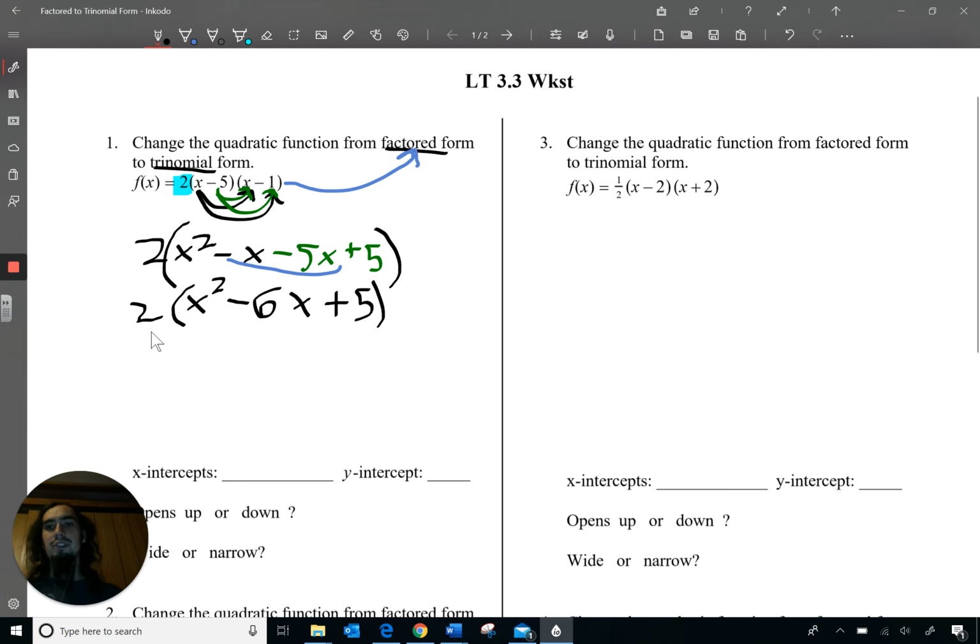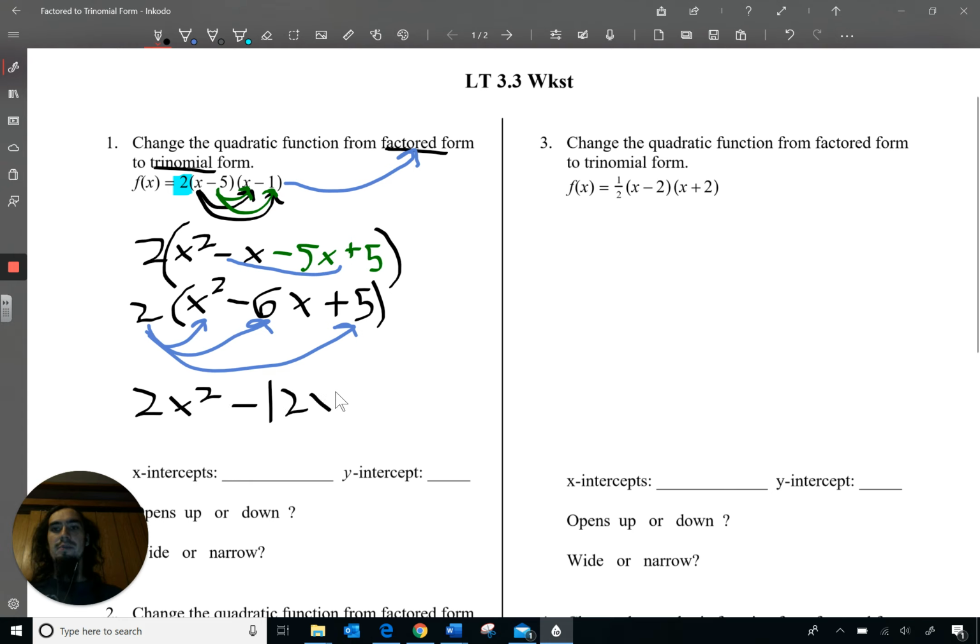We're not done yet because we still have this 2 out in the front that I have to distribute in. So just to recap, I distributed these two parentheses, the x minus 5 and the x minus 1, I distributed that out and combined like terms. Now to continue with the distribution, I'm going to distribute the 2 into everything. And so now that 2 is going to go here, and there's 3 terms now, so it's got to go to all 3 of them. All right, so let's take a look what that looks like. 2 times x squared is simply 2x squared. The next one is 2 times negative 6, which is negative 12x.